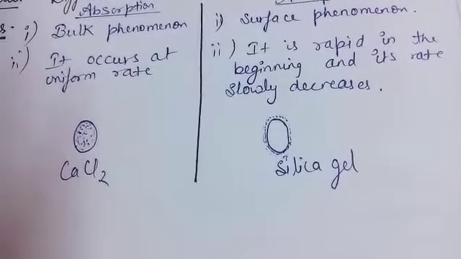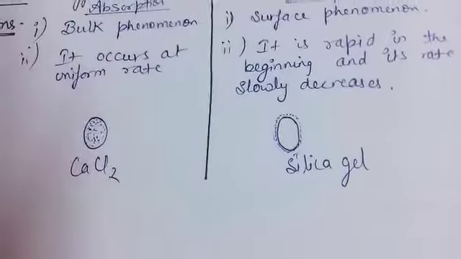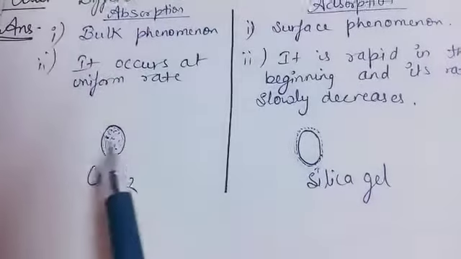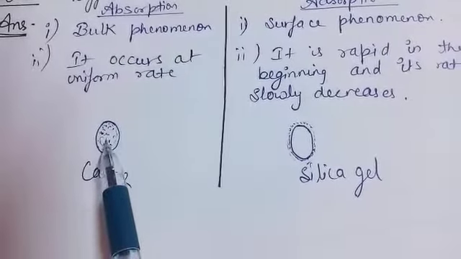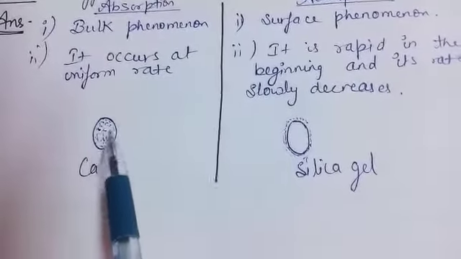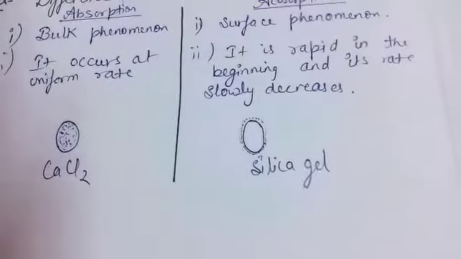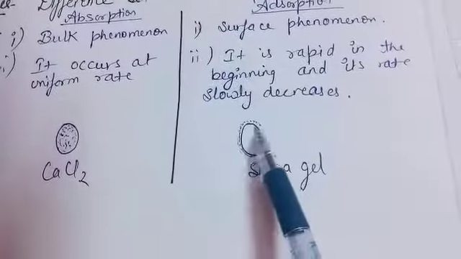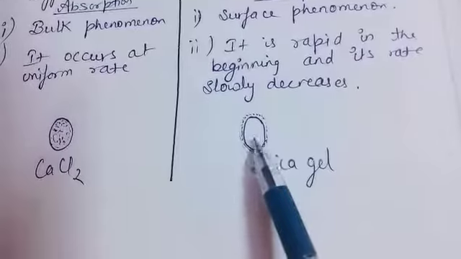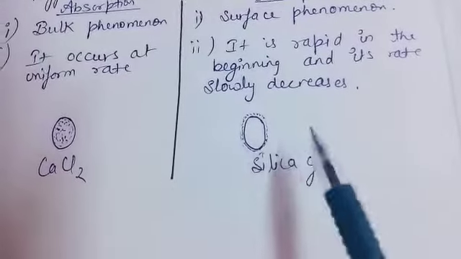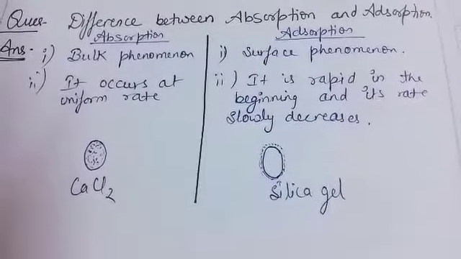Another thing we have: absorption is the phenomenon in which particles of gas or liquid get uniformly distributed throughout the body of the solid. Uniformly distributed means the particles are uniformly distributed; it is not that there are more outside or fewer. But in case of adsorption, the concentration of particles is higher at the surface only, and then in the bulk the particles are not present. So this is the simple difference between absorption and adsorption.